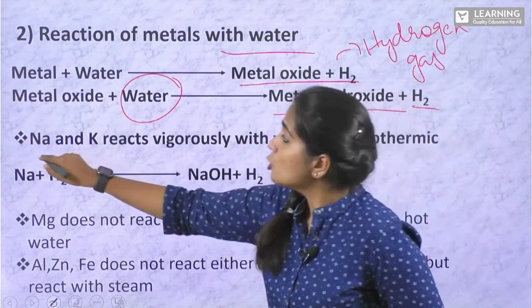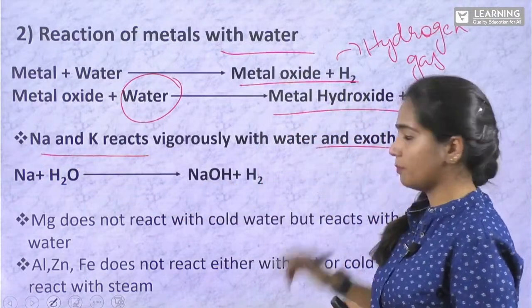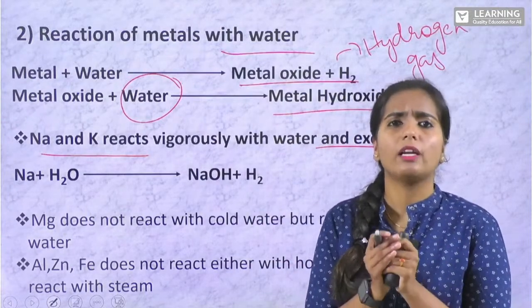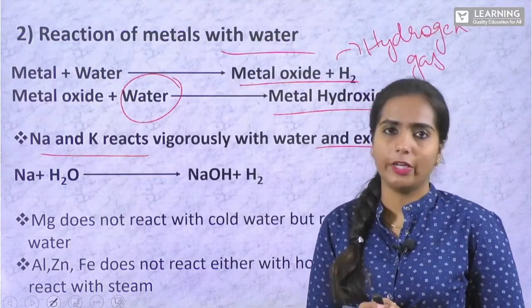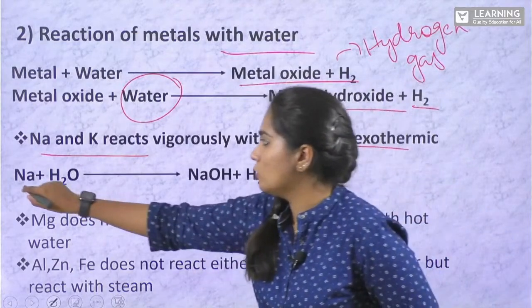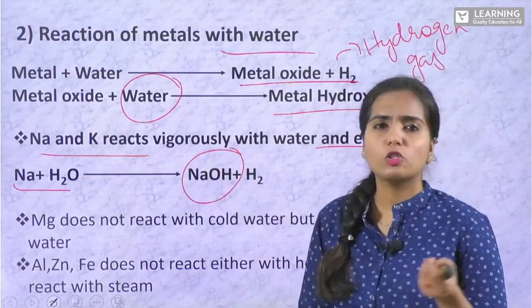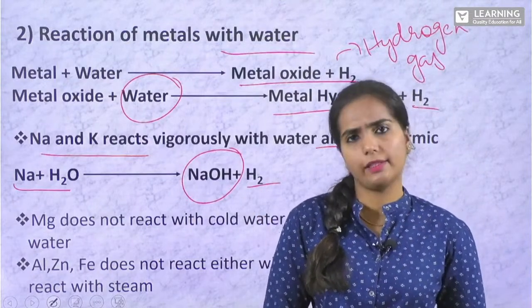Now, sodium and potassium react vigorously with water, and the reaction is also exothermic in nature. In the reaction you can see, we are taking sodium and treating it with H2O, and we are getting sodium hydroxide with the liberation of H2 gas.